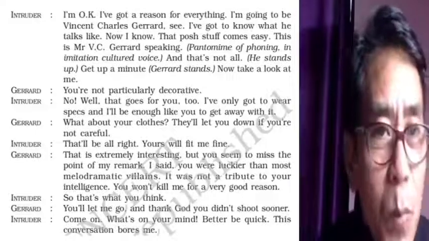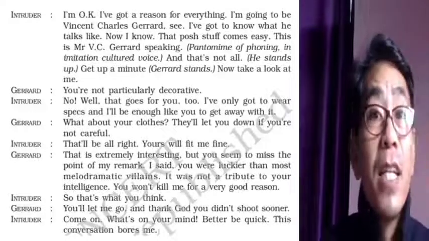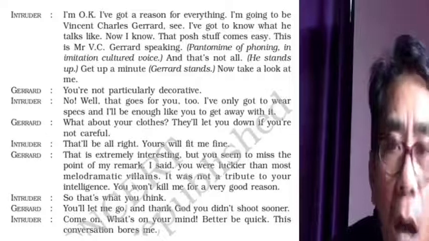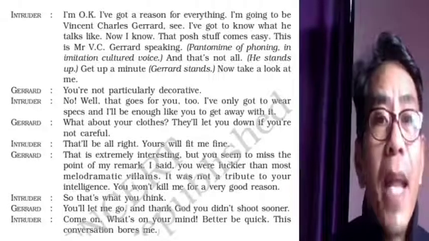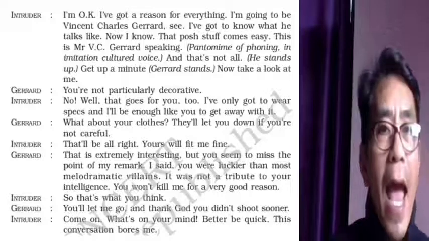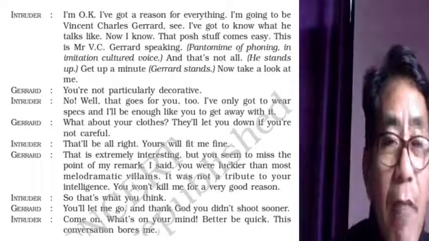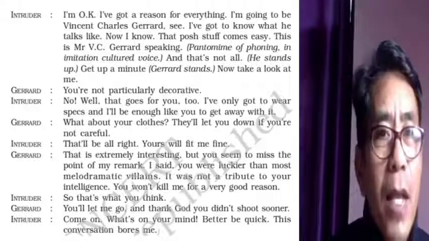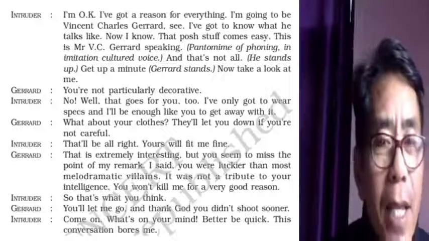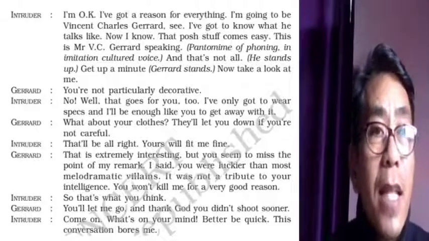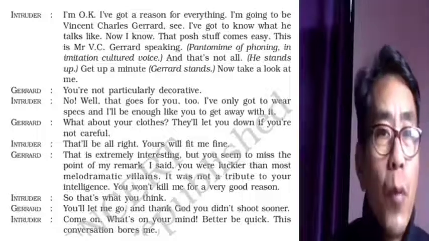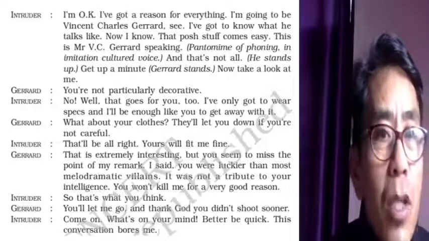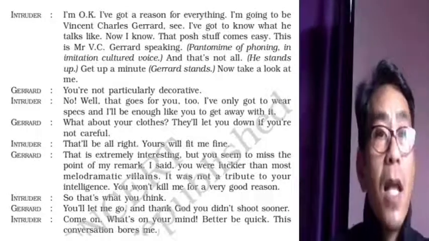So let us see. Mr. Gerard, you are not particularly decorative. No, well, that goes for you too. I've only got to wear specs and I'll be enough like you to get away with it. Then Mr. Gerard said that you are not that decorative, just like me, the way you dress, all these things. And then the intruder said there is one thing that I have to wear, specs, because Mr. Gerard was wearing specs. So he put on the specs.